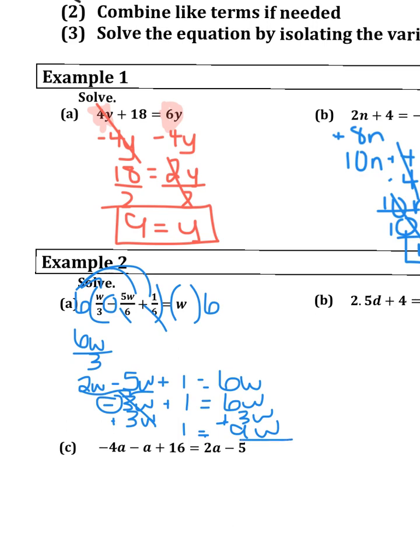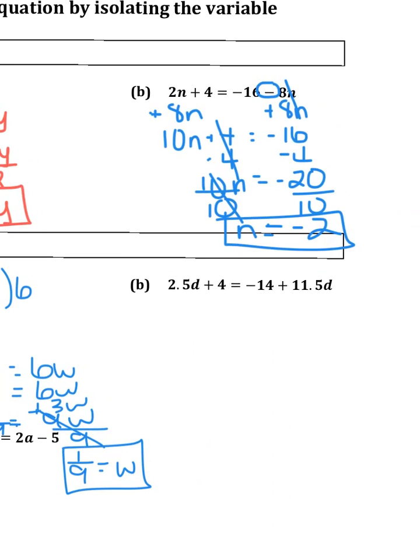And our final step would be to divide by 9. And that would leave us with the final answer. It is a fraction. That's okay. 1/9 equals w. So that's definitely probably the hardest example that you would see in this lesson. Let's keep going here and look at B. We have some decimals now, nothing to be afraid of.